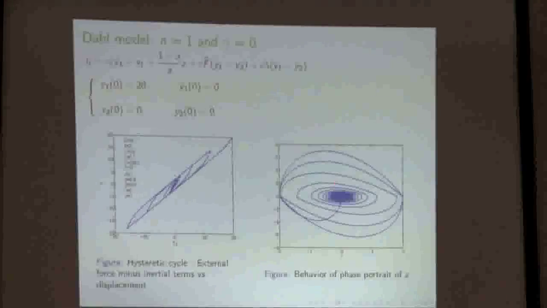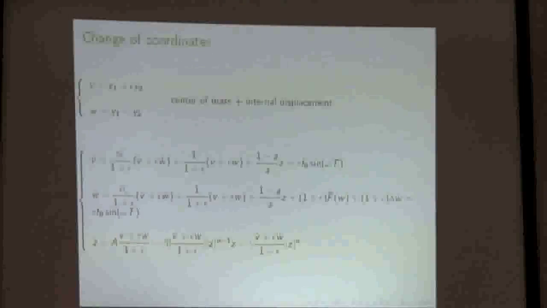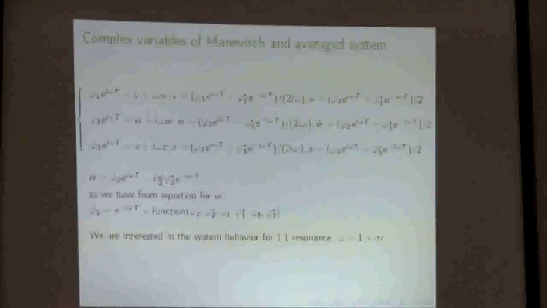And here you have the phase portrait. Now, as usual, I make the change of coordinates: center of mass, relative displacement. So the three equations are now governed in new variables V, W, and I keep Z in that form. As usual, I introduce the complex variable of Manevitch. So phi 1 is for V, phi 2 is for W, and phi 3 is for Z. Here you have the expressions of V, W, Z versus phi 1, phi 2, and conjugates, and so on.